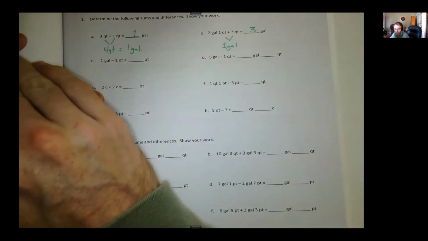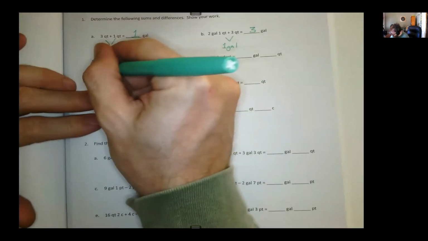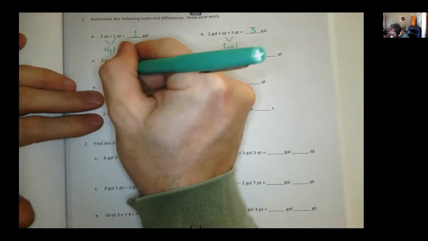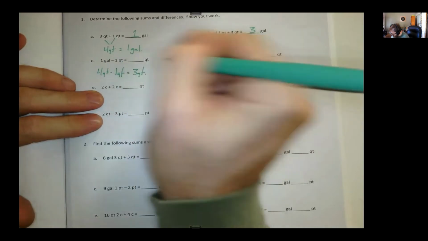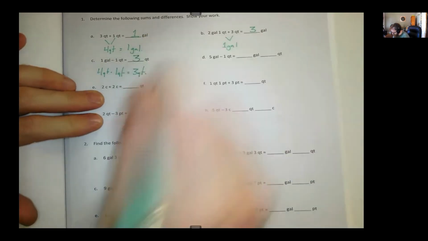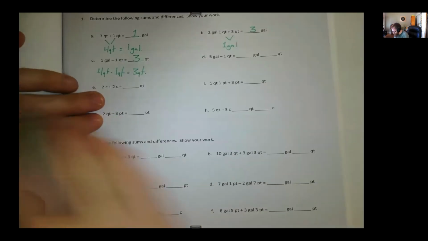1 gallon, take away a quart. Well, how do you subtract 1 quart from a gallon? Let's convert our gallon to quarts. So we have 4 quarts minus 1 quart gives us 3 quarts. Because a gallon is equivalent to 4 quarts.